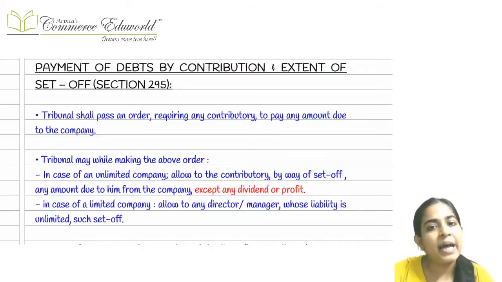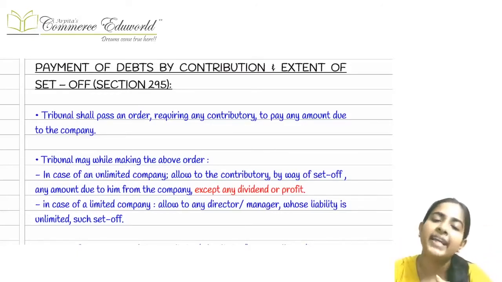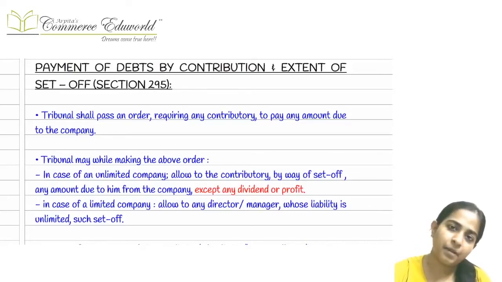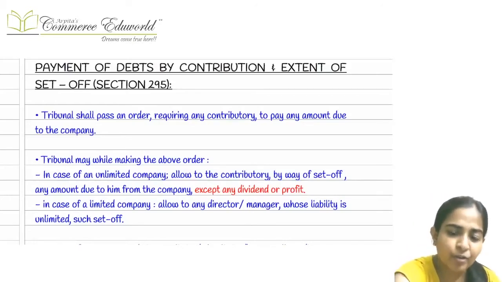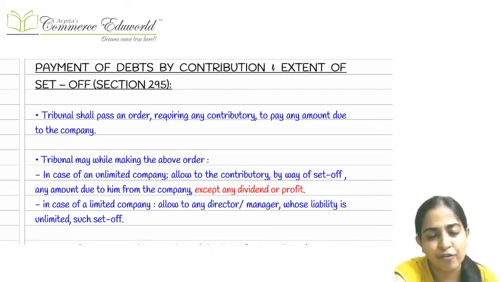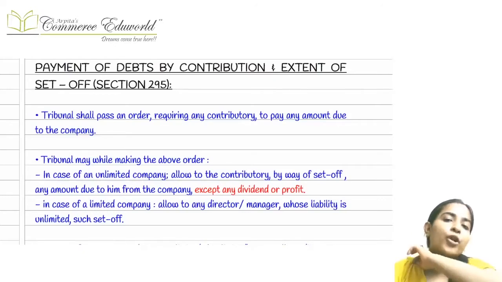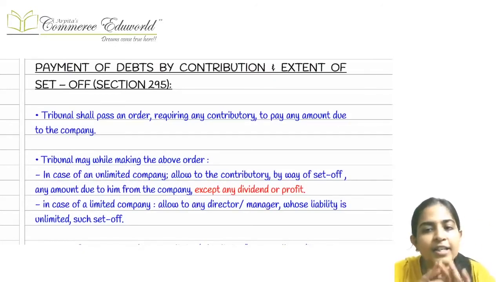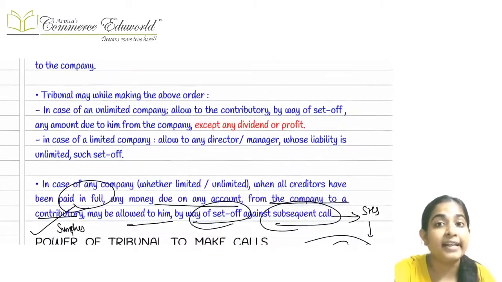Similarly, it can happen in the case of a director who is also a shareholder. If there is any amount which is due, then that can be set off against the amount which is payable. But the one thing which cannot be set off is the dividend. Say, for example, if you want to take 10,000 rupees from the contributory, and the contributory says, no, I have not received the dividend for the last 5 years, so I am not going to pay this 10,000. Is it allowed? Obviously it won't be allowed, because it is an undeclared dividend.